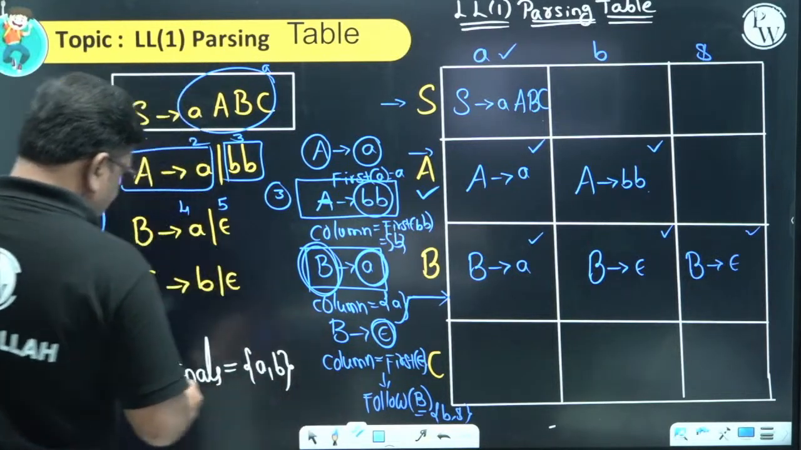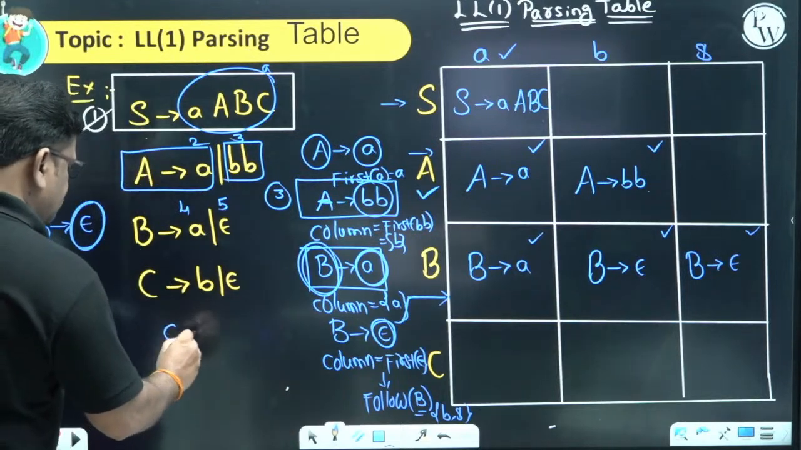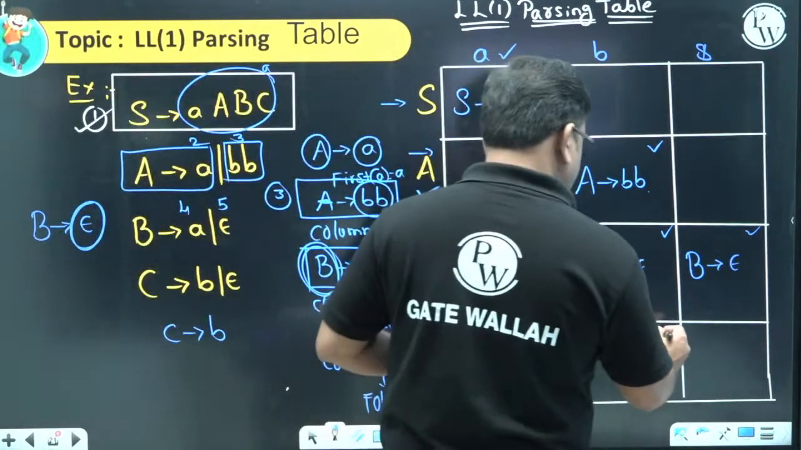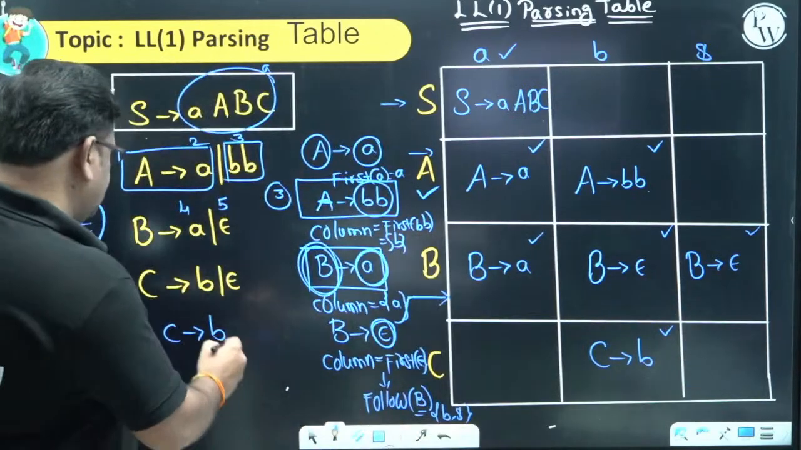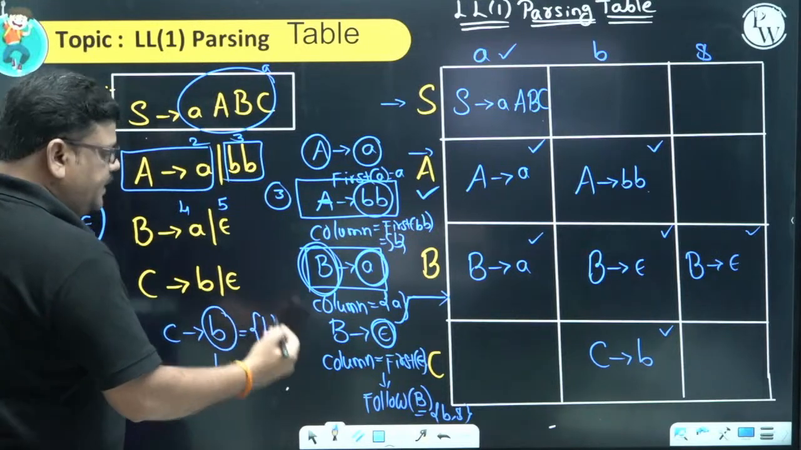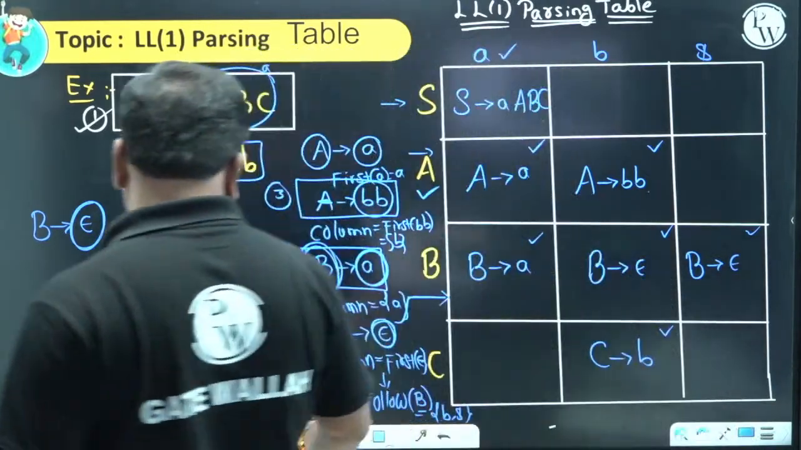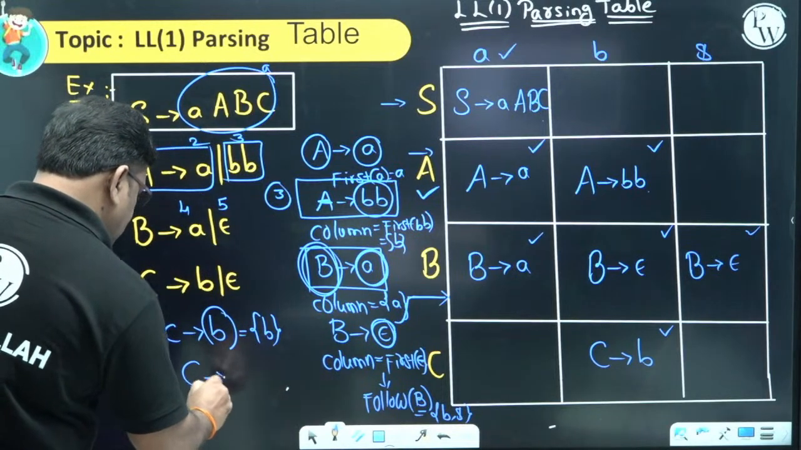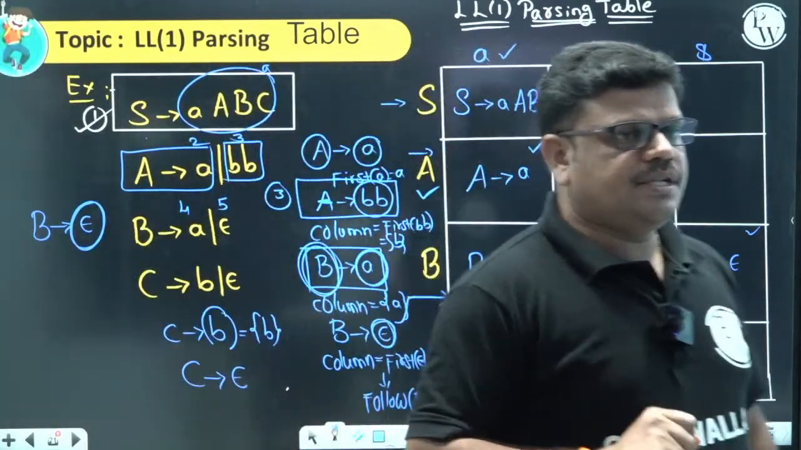Similarly, let us try to place the C productions in the table. C has two productions. C to B is very easy. Row is C, right hand side first. C gives B, so first of this is b. The column will be decided based on first of this. Similarly, all of you please try to identify in which column position C to epsilon will be placed. In which column position will C to epsilon go?